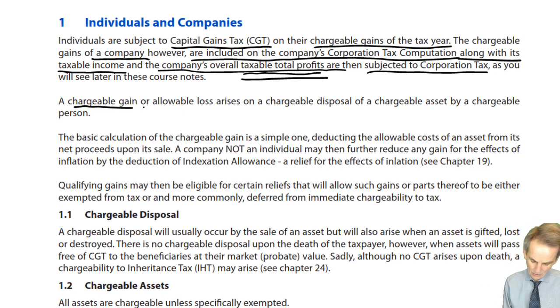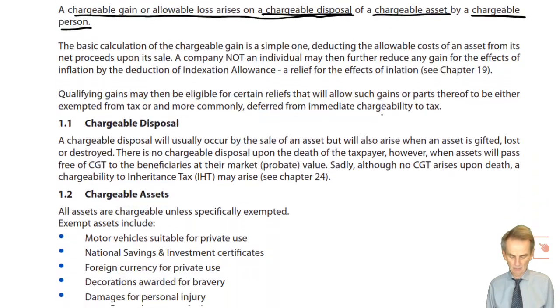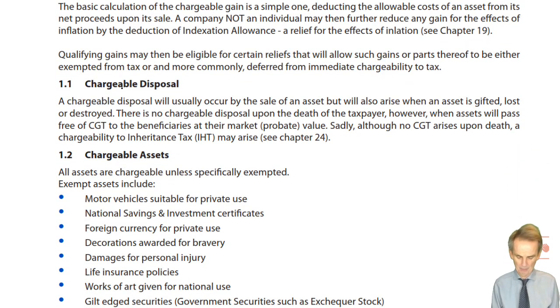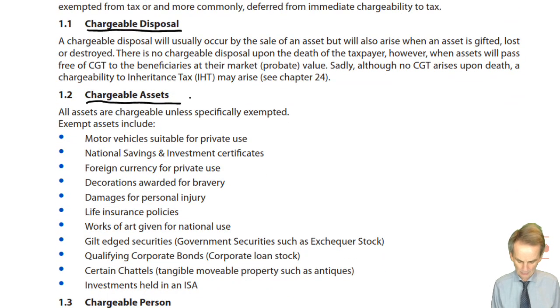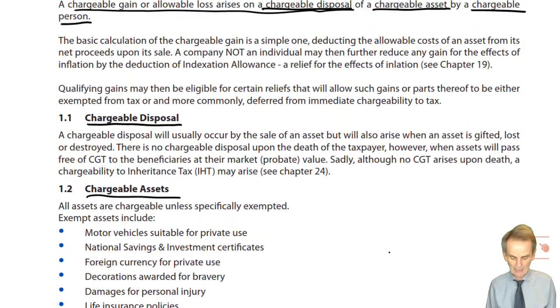A chargeable gain or allowable loss arises on... Now here's a very important term or definition here of how we would derive a capital gain. For a gain or indeed a loss to arise, there must be a chargeable disposal of a chargeable asset by a chargeable person. And each of those terms are defined specifically on this page. You'll see just a little bit further down, chargeable disposal, chargeable assets, and down the bottom of the page, chargeable person. And we'll come to that in a moment.